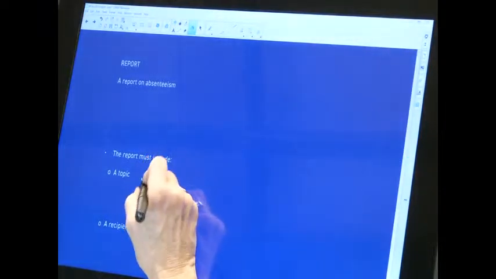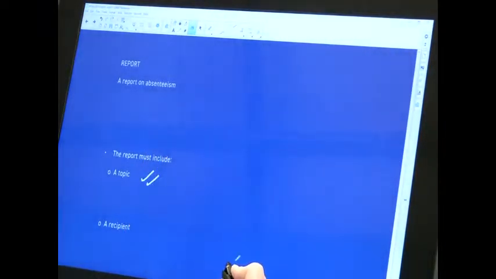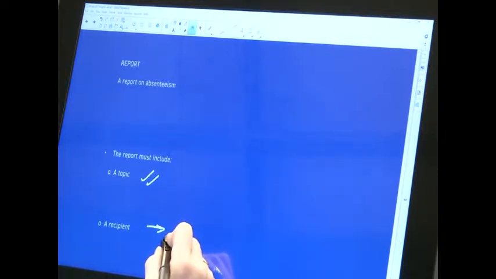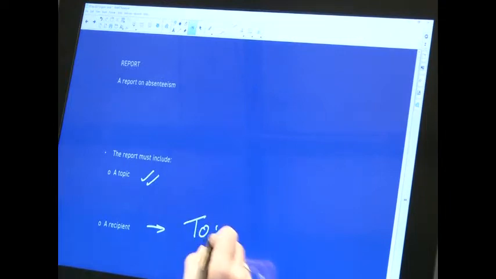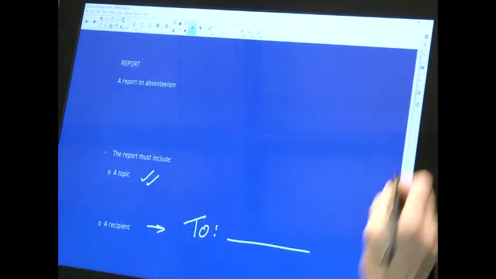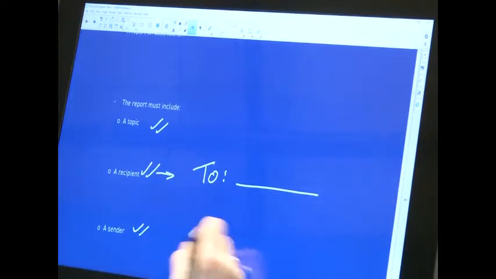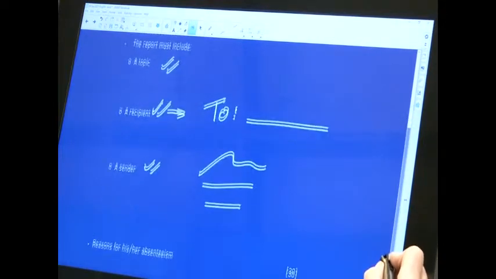Did we have a topic? Yes, we did. We had the fact that this person had been sick and had been absent for more than 2 weeks. Did we have the recipient? The recipient is the person who's going to receive the report. Yes, we had that, and we either put the name or we wrote the manager. So yeah. Have we got a sender? Yes, because at the end, we signed it, we printed our name, and we've got a date.